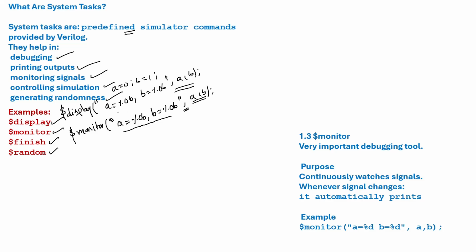If you write anything in double quotations, that will appear at the output side. That is the reason we are writing it here. And then here, the $monitor means a equal to 0, b equal to 1. This also appears at the output side. And then at #10, a equal to 1, b equal to 0, this value also we will display. And then at #10, a equal to 0, b equal to 1, this value also we will get.